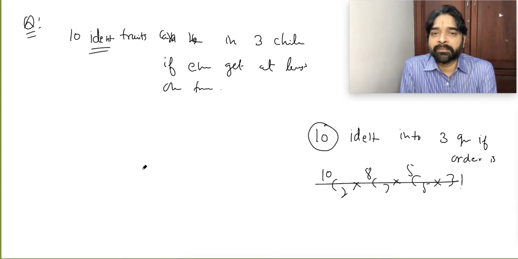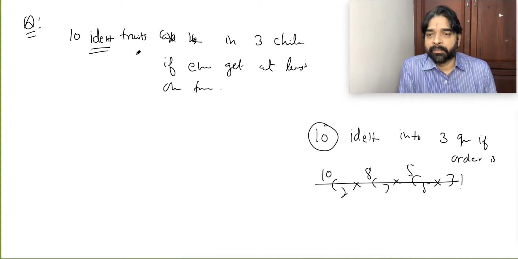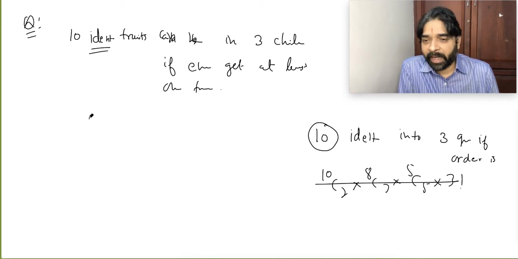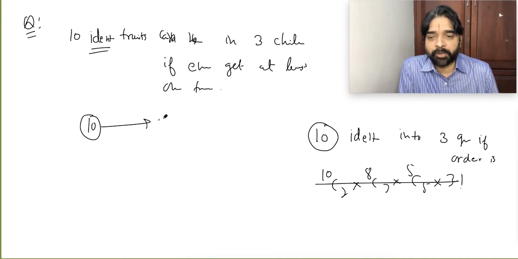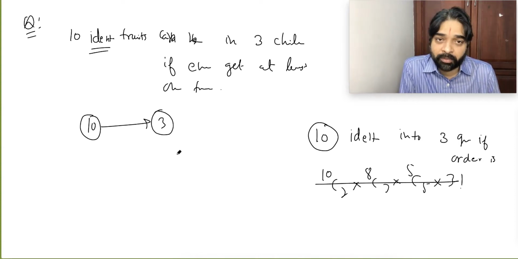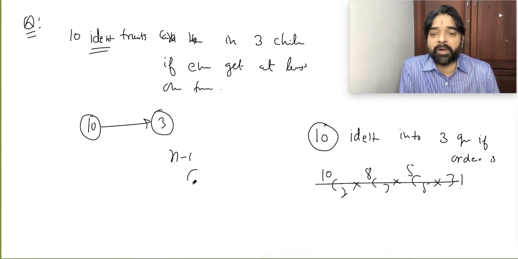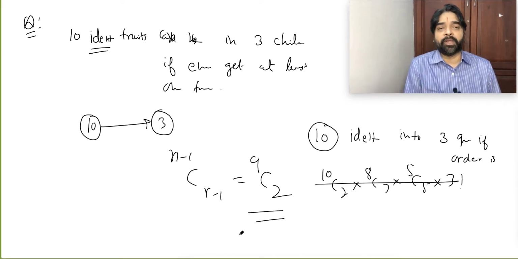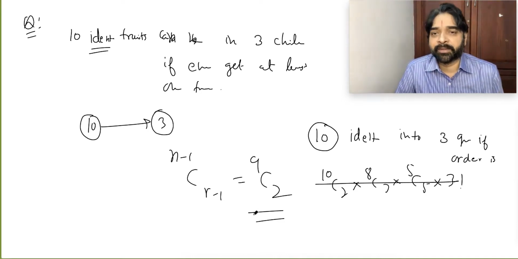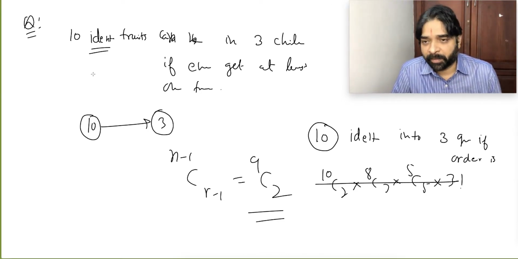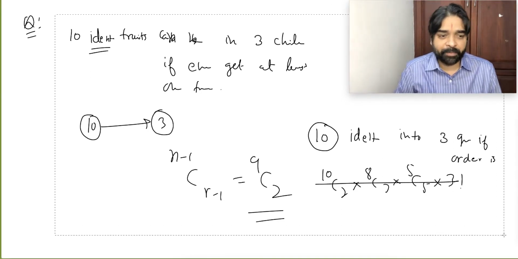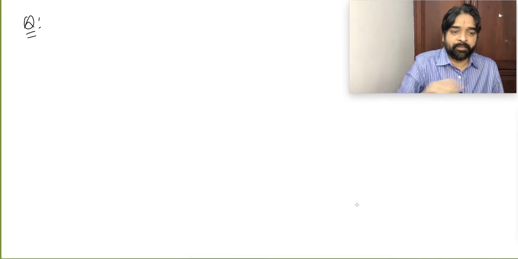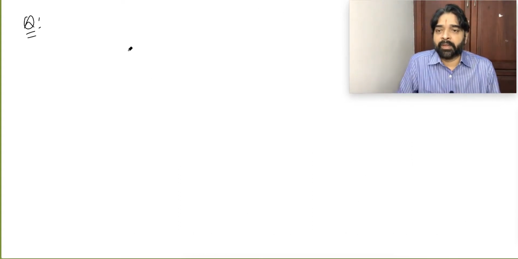What is the answer? The 10 identical objects we have to distribute into 3 groups, empty group not allowed. If empty group not allowed, n minus 1 C r minus 1, that will be 9C2. Finish, answer. You are not able to recall all the points which I discussed. It's a real problem. Next.